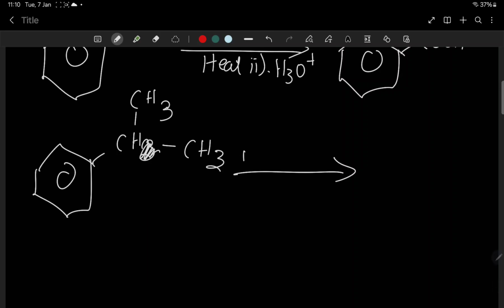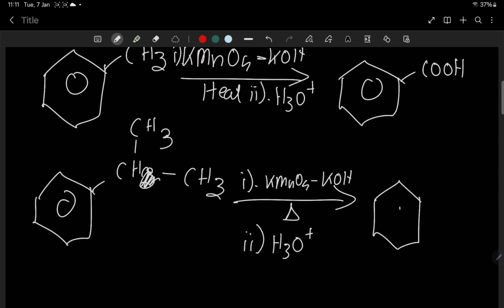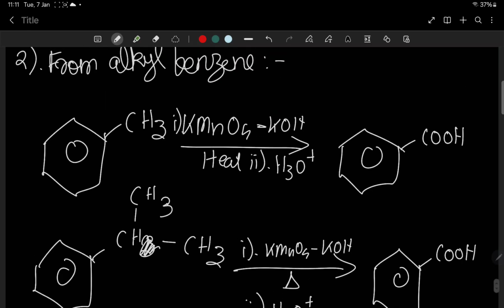If it is cumene also, you will get the same: step 1 is KMnO4, KOH, heat, step 2 is H3O plus. Here also you get this product. So this is important. Take any alkyl benzene, add KMnO4 KOH heat and hydrolyze it. You will get benzoic acid.